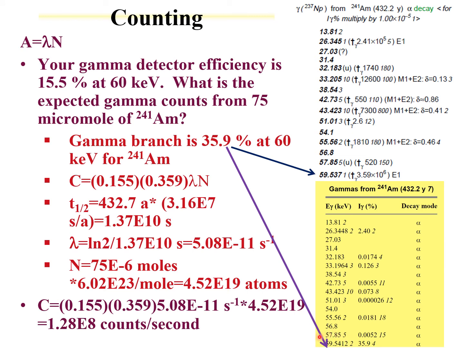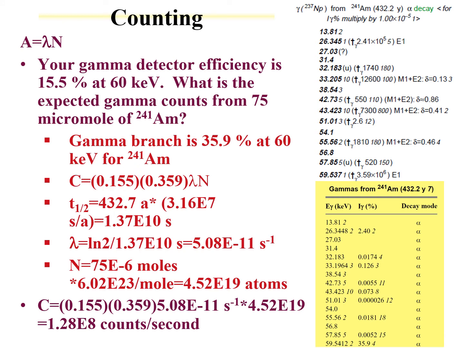Unlike the Table of the Isotopes data, the gamma branching values from the Lund University website are already normalized, so the value here is 35.9, which is the same value from the Table of the Isotopes. So I need to take my detector efficiency, which in this example is measured to be 15.5%, multiply it by the gamma branching. So in other words, for every time americium decays, 35.9% of the time this photon appears. When that photon appears, I only see it in the detector 15.5% of the time.